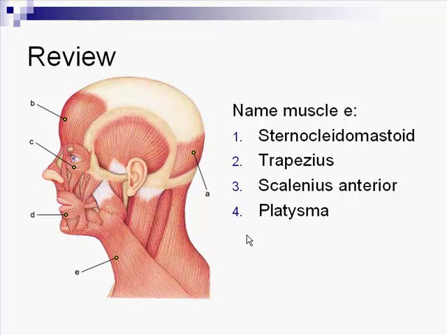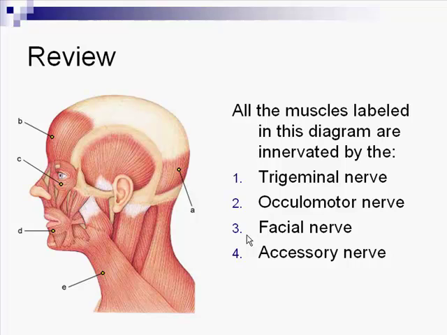Muscle E is, if you answered platysma, you'd be correct. All the muscles labeled in this diagram are muscles of facial expression, therefore they are innervated by the facial nerve, cranial nerve number 7. So if you answered 3, you are correct.